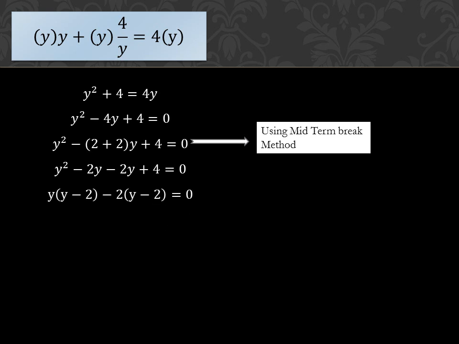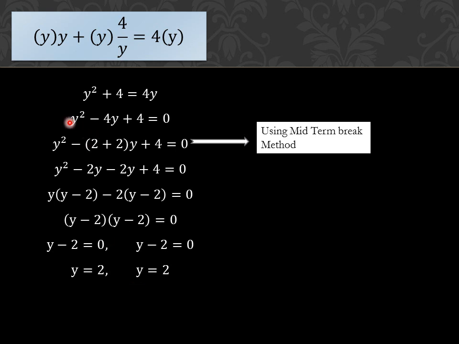Now taking common from the first two and last two terms, we will get this answer. Y minus 2 equals 0. Now splitting it, we will get the answer of y as 2. As both the answers of y are the same, we will only solve it once because the second answer would also be the same.